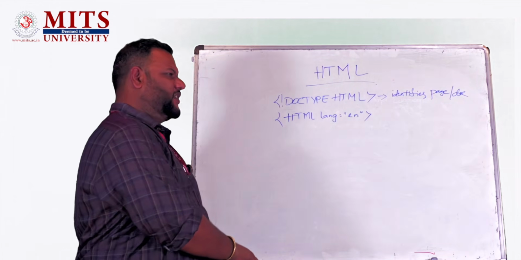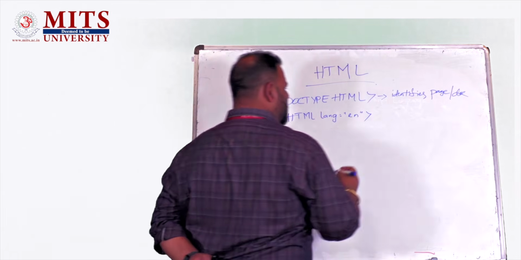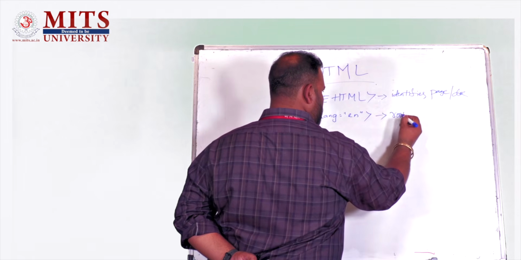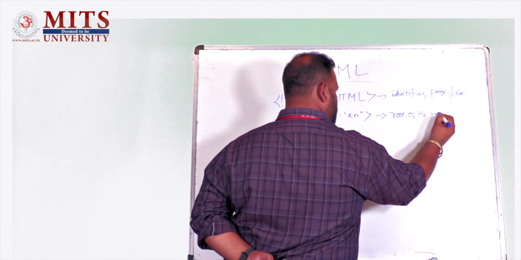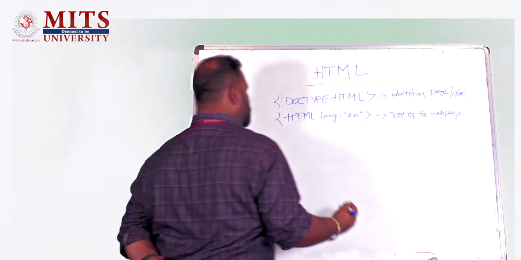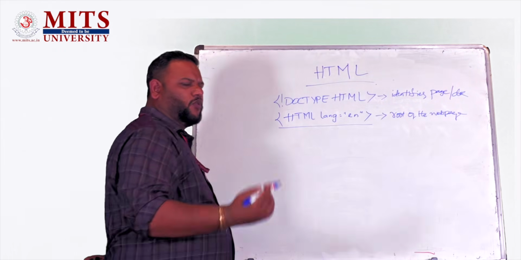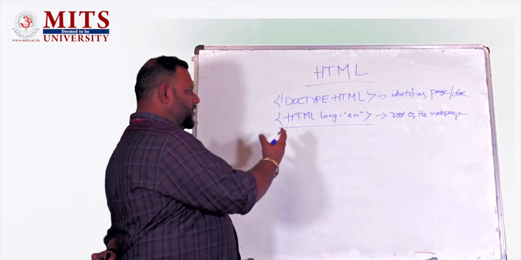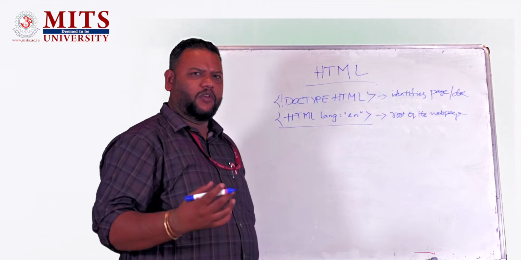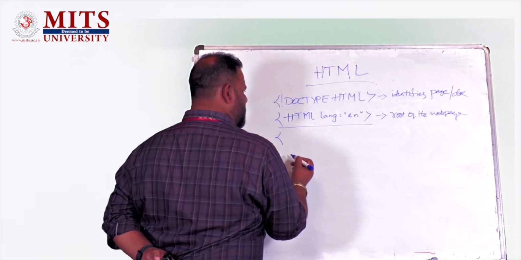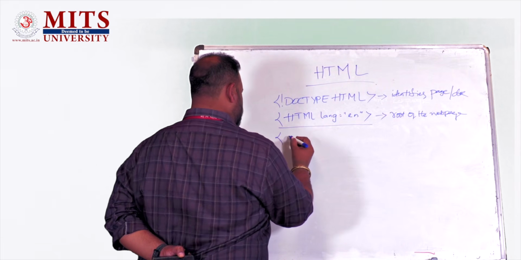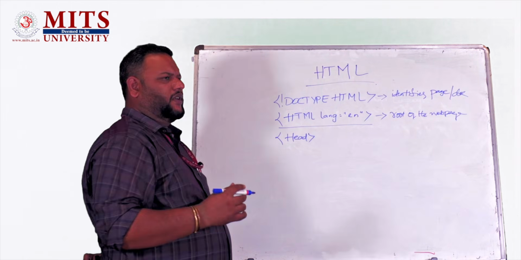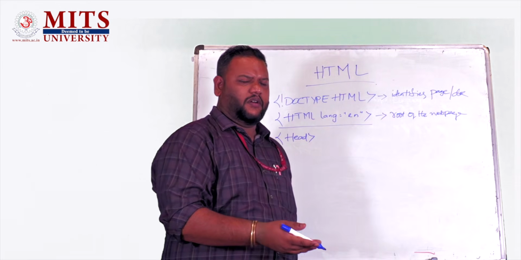This is the next, second important line of code. This is the root. This line is going to be the root of the entire structure, the entire code. This is the basic, important root of the code. What is the next thing we are going to look at? Head. Head comes as the first part after creating an HTML page.